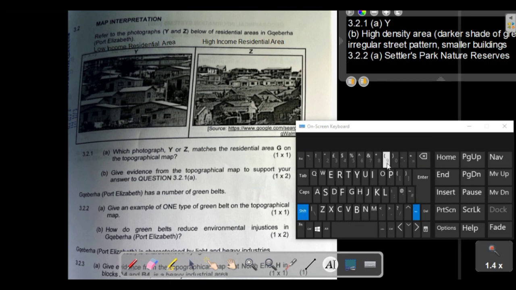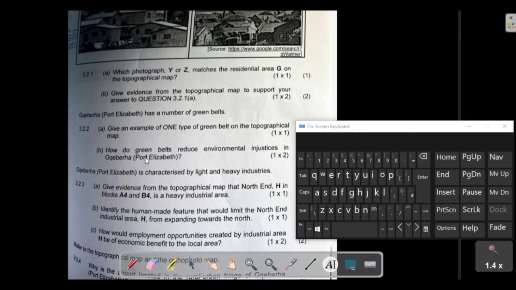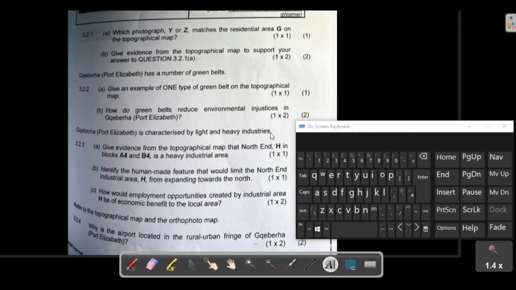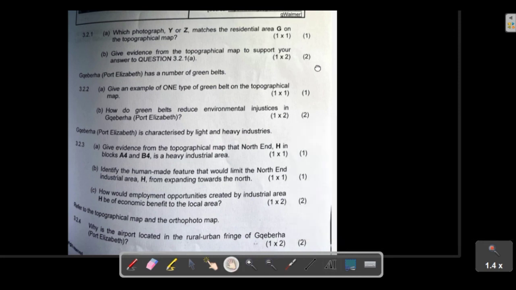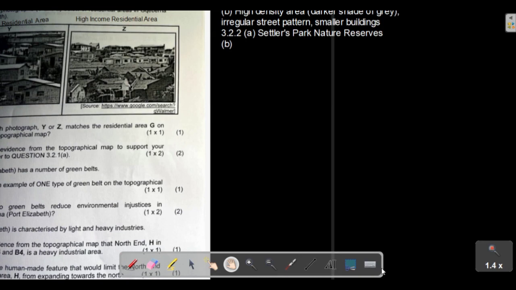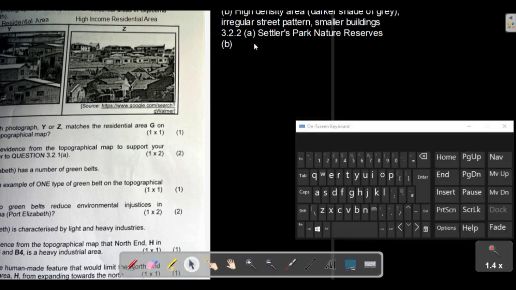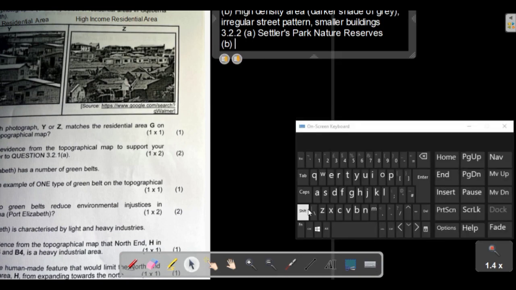Let's move on to the next question, which is 3.2.2b. It says, how do green belts reduce environmental injustices in Gqeberha? That's 1 point, so that's fine. Well, there are many ways, guys. Green belts, first of all, preserve biodiversity.